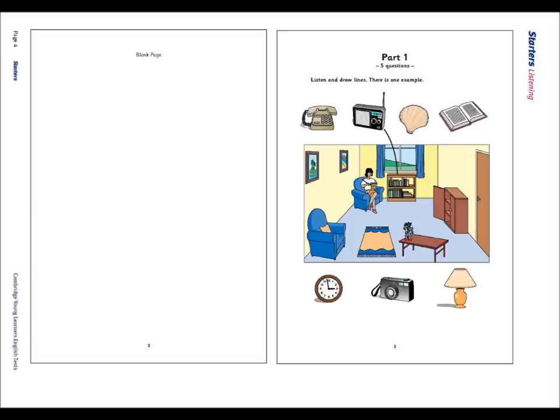1. Put the clock between the two pictures. Pardon? Where do I put the clock? On the wall, between the two pictures. OK.